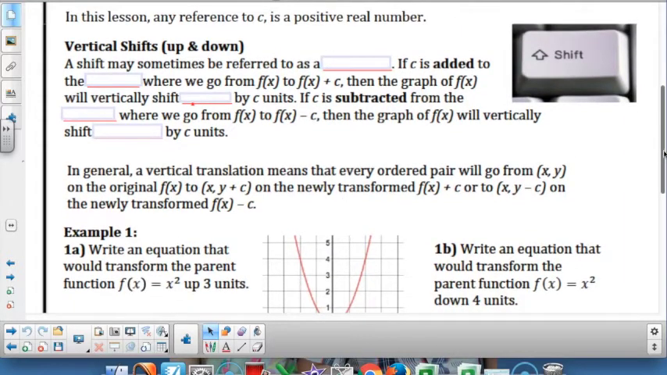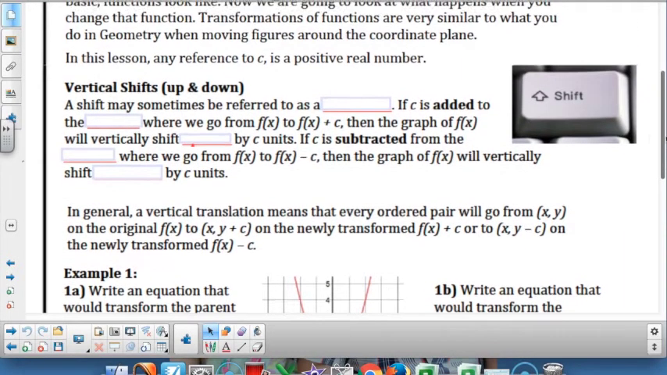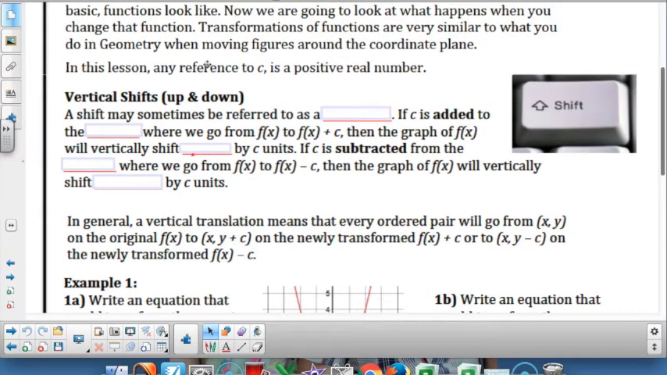You've seen stuff kind of like this before in middle school, but it was when we were moving like triangles around the coordinate plane. This is just going to be moving functions. So the first thing we're going to talk about is vertical shifts. This vertical means up and down. It means you're looking at the y-axis. A shift may sometimes be referred to as a translation.